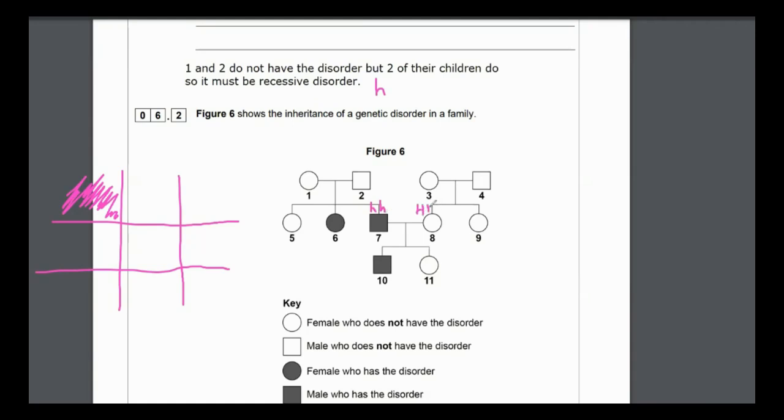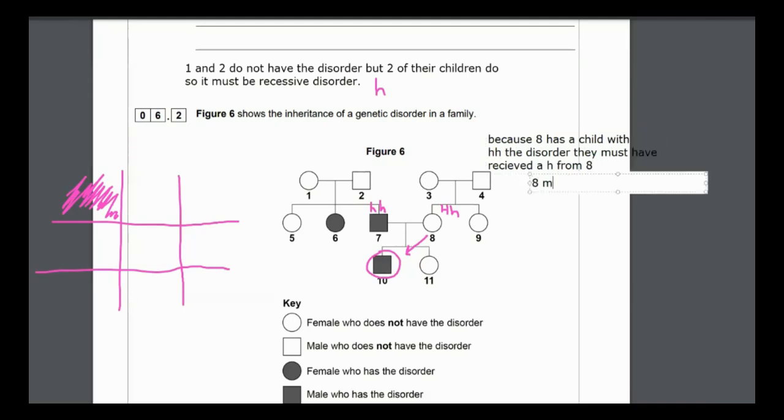So they're big H, little h, 1 and 2. So number 7 must be little h, little h. This means 8 could be big H, big H or big H, little h. But 8 has already had a child, 10, with the disorder. So 8 must also carry a recessive gene, a little h. How do we know that? Because their two little h's must have come together to produce 10. So now we know the genotypes of the parents. So 7, which is a male, is little h, little h, and 8 is big H, little h.